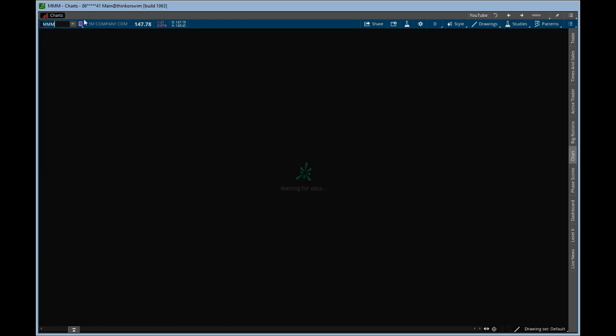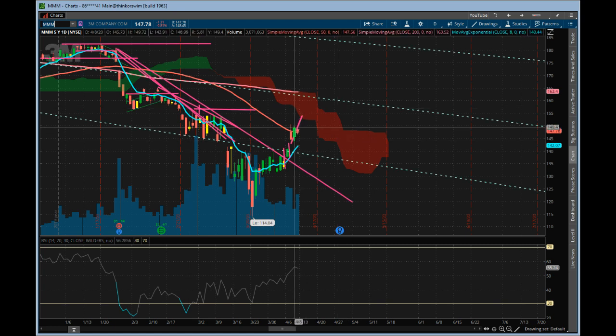Triple M. Yeah, getting tight in here, guys. Getting pretty tight. Looking like a little bit of a pennant, so see if we can break out of there.